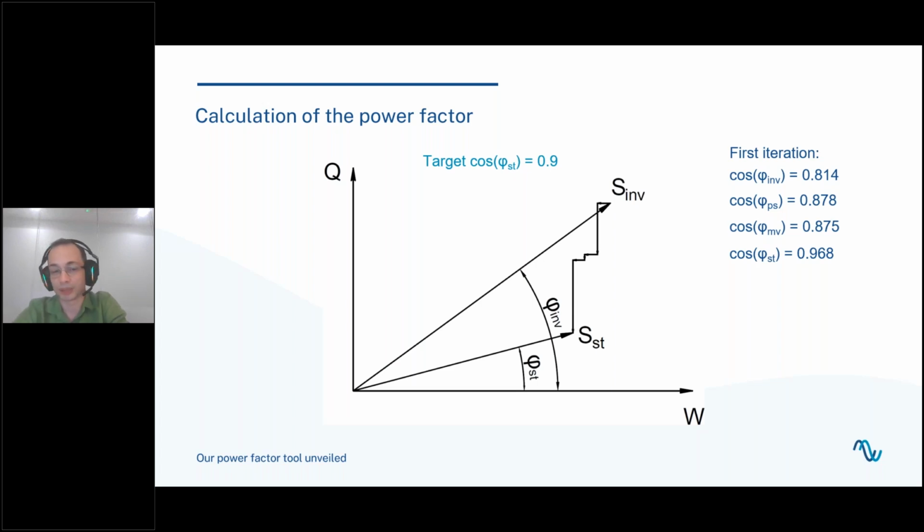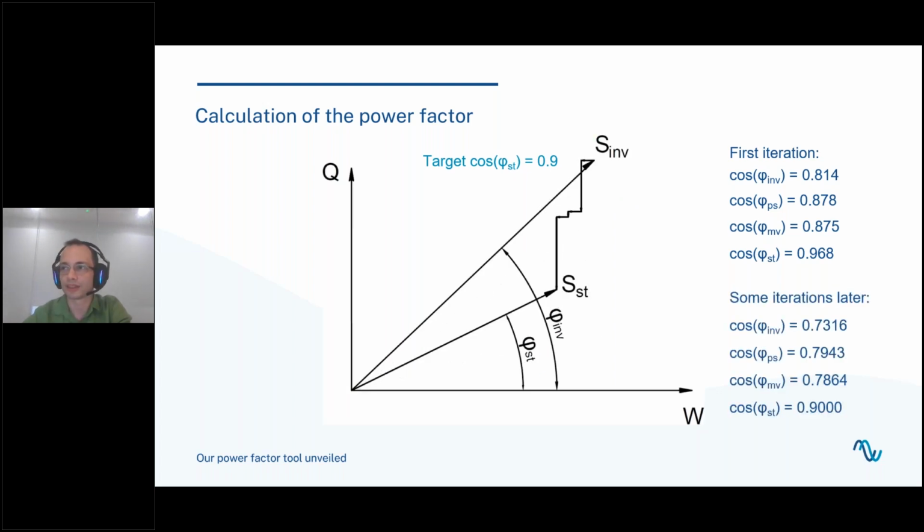This is not the target power factor, of course. We didn't reach the 0.9, so we have to iterate again. We have to make a new guess of the inverter's power factor, and we will keep doing this in a smart way in order to achieve the result that we are looking for. After some iterations, we end up with this graph right here, in which our final cosine of phi at the inverters is 0.7316, and our objective of 0.9 at the substation is achieved.